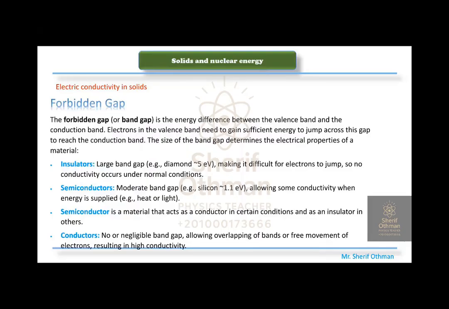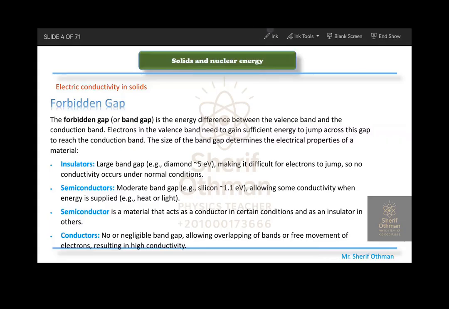So, what is the forbidden gap, guys? Forbidden gap is the energy difference between the valence band and the conduction band. Electrons in the valence band need to gain sufficient energy to jump across this gap to reach the conduction band. Then this material will be a conductor. The size of the gap determines the electrical properties of a material.